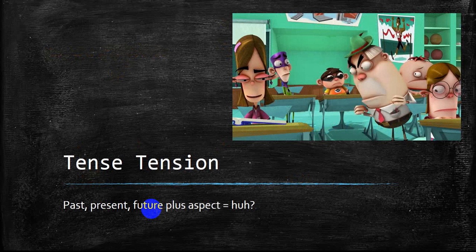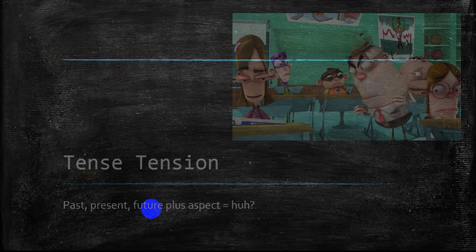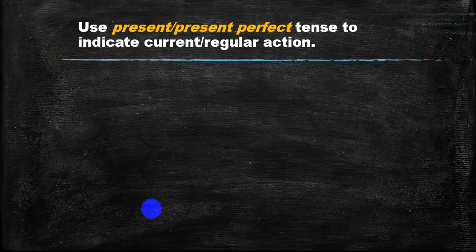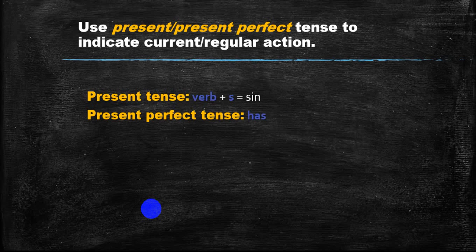Tense: past, present, future, plus aspect. I'm not going to go over the past, present, and future tense because I think those are pretty obvious. But I'm going to be looking more closely at aspect. So use the present or present perfect tense to indicate a current or regular action. Present tense: verb, singular, and then present perfect tense: has or have plus past participle.